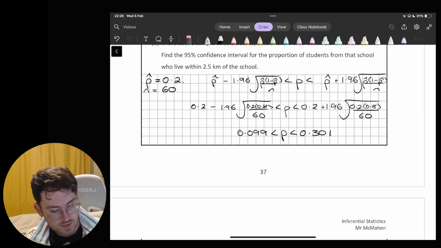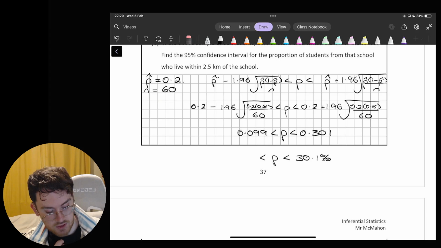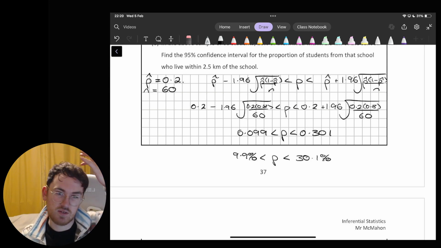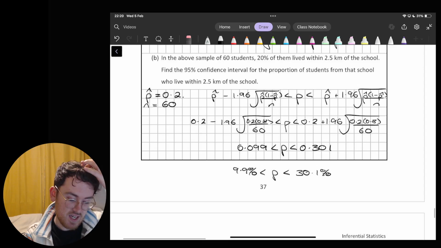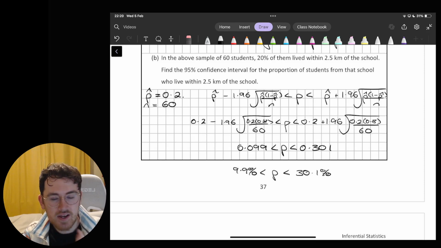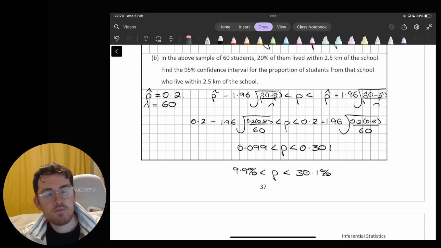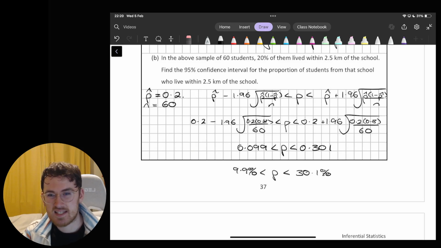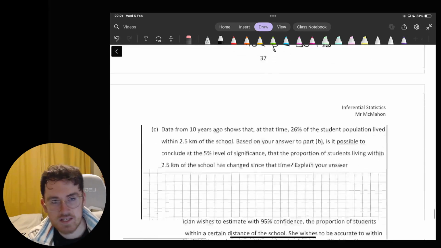Okay, you could convert it to a percentage if you really wanted to, but I'm perfectly content to leave it as decimals because we weren't directed otherwise. So we're saying basically we're expecting about 9.9, so about 10 to 30% of people live within 2.5 kilometres based on that sample of 20%. So we've a margin of error of around 10% that we're allowing ourselves. It's quite a large margin of error, but it also lines up with the fact that it's quite a small sample. As samples go, 60 is kind of small.